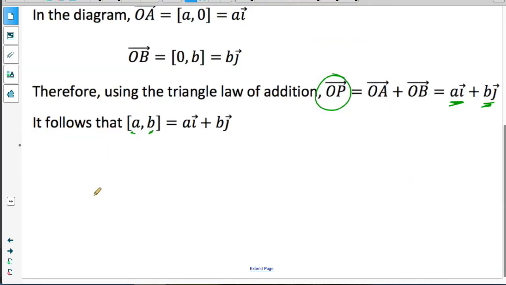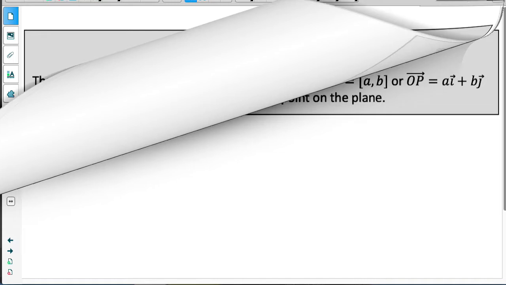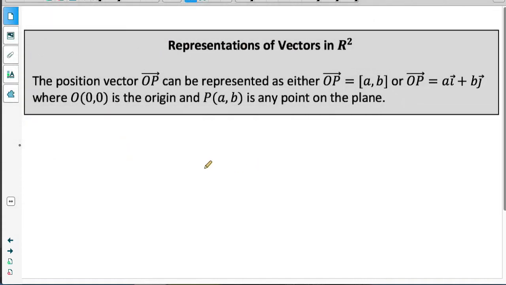So when we actually do some examples of this, it's a lot more straightforward than that explanation probably was, but I hope you followed along. So this is just a summary of what we just talked about. Right now, this might not mean much to you. It means 2-space. We haven't even started working in 3-space yet, in 3 dimensions, but that'll be coming soon.